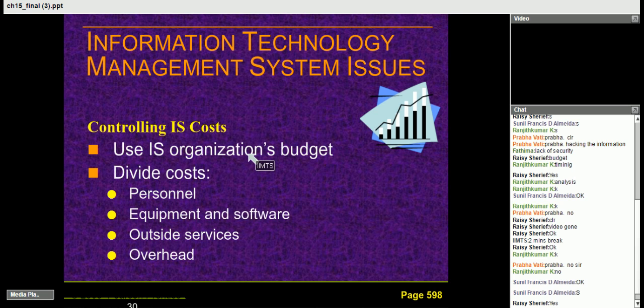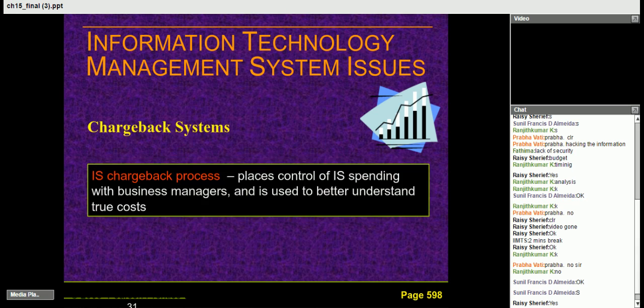Then controlling information system cost. Use an information system organizational budget. Divide costs into personnel, equipment and software, outside services and overheads.